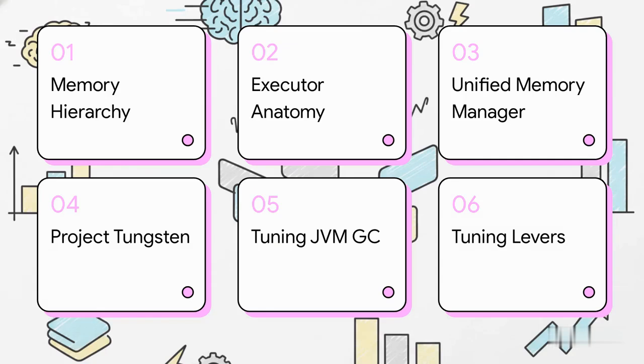So here's the roadmap for our session. We're going to start at the top with the high-level memory hierarchy. Then we'll drill down into the nitty-gritty of a single executor. From there, we'll explore the dynamic, unified memory manager, check out the incredible bare metal optimizations from Project Tungsten, see how it all plays with the JVM garbage collector, and then, this is the best part, we'll wrap it all up into an actionable set of tuning levers you can actually use.